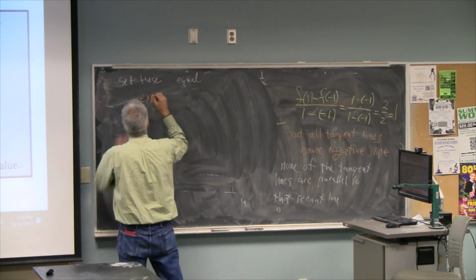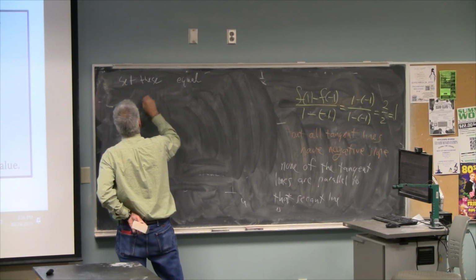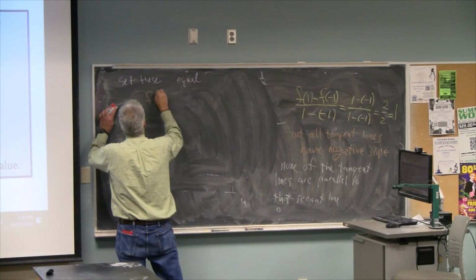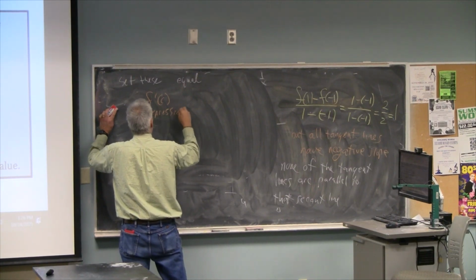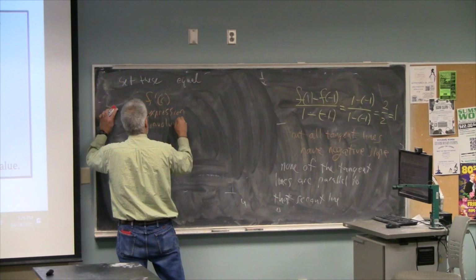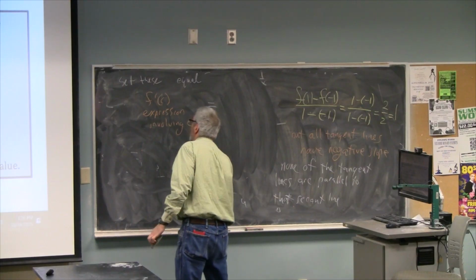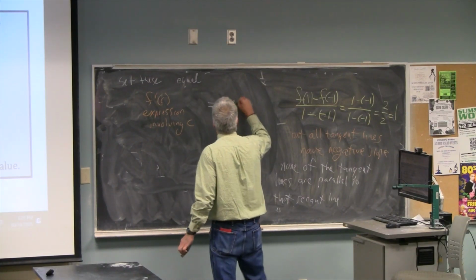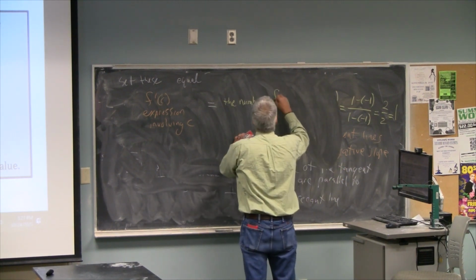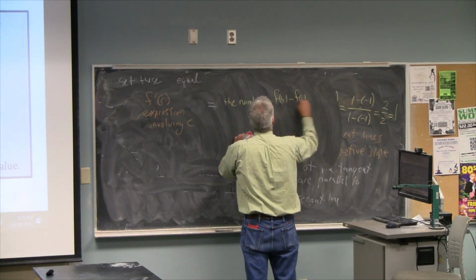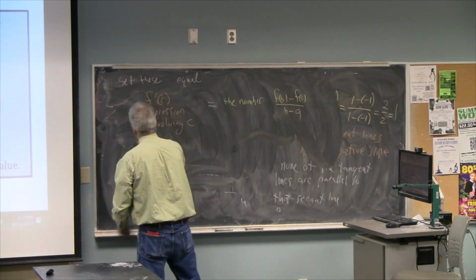So we're going to have an expression, f prime C, which is going to be an expression involving C. And we're going to set that equal to the number that we've already got. We've computed this number, f of B minus f of A over B minus A. So we set those equal to each other and solve for C.